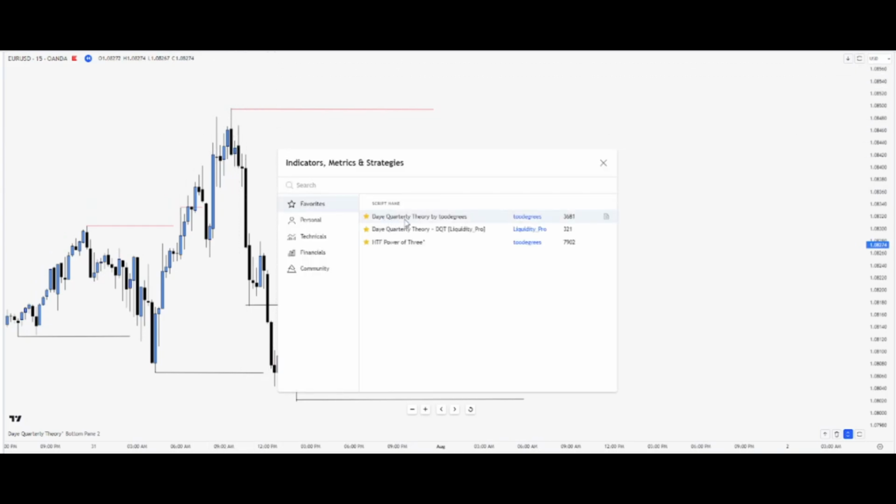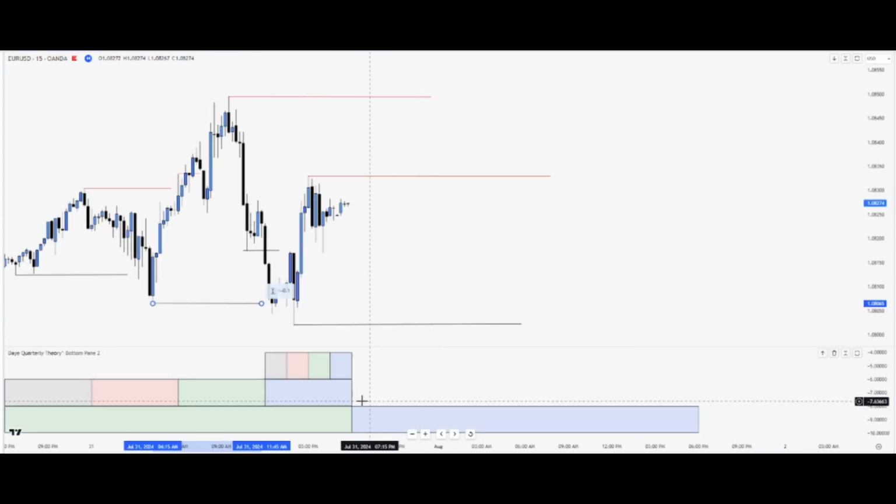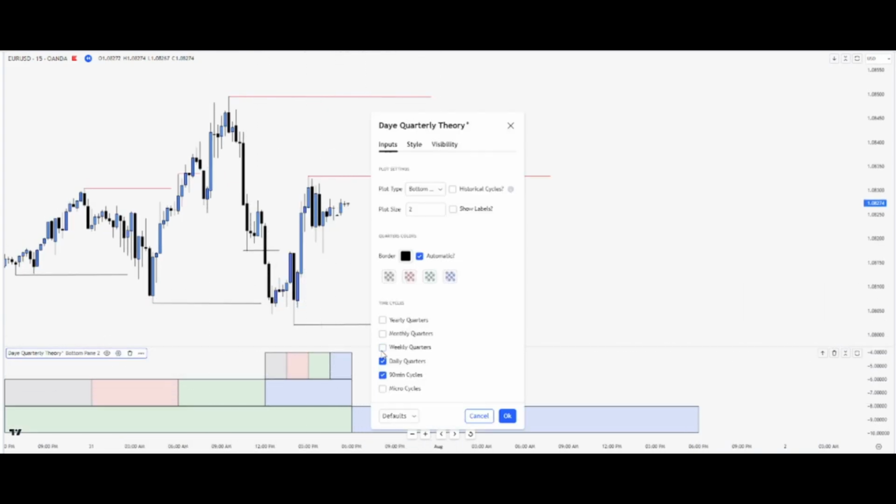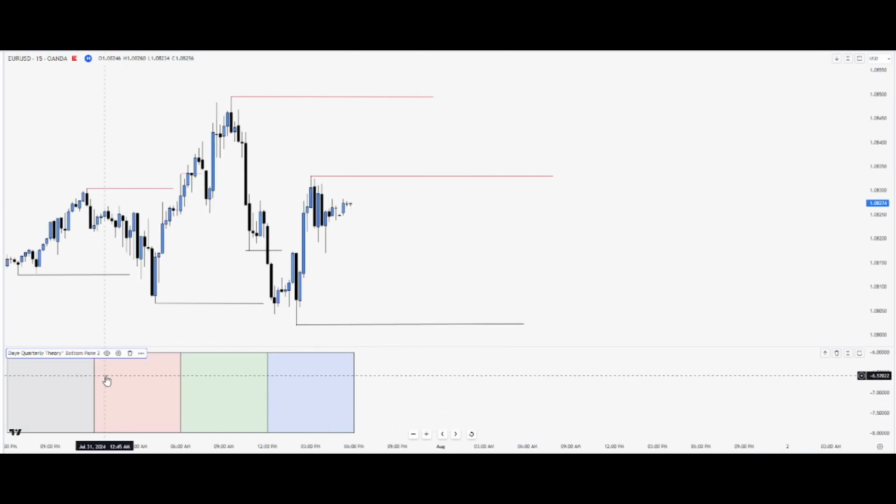Just search for Dye quarterly theory by 2 degrees. I have already searched mine, so it's already here. So when you click it, it should bring out something like this. Go to the settings, turn off weekly quarters, turn off 90-minute cycles, and click OK. So right here, this is the daily quarters.